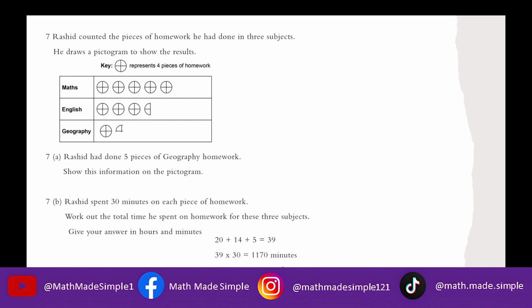As this paper is non-calculator, an easier way to do this is, because there are 2 30s in one whole hour, you could divide it by 2 to get 19.5. So it would be 19.5 hours. And so that would be 19 hours and 30 minutes.